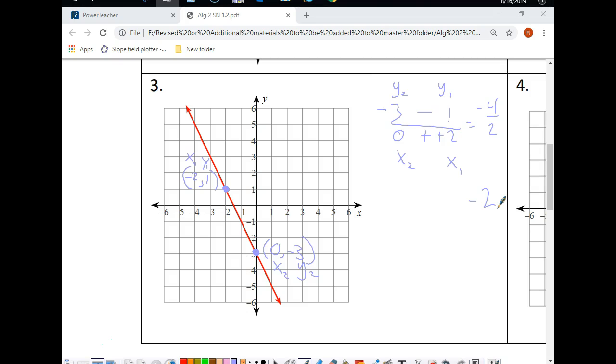So I'm going to ask Adrian. Adrian, increasing, decreasing, or constant? Why is it decreasing? It's a negative slope. So my function is decreasing, and it's sloping down, left to right. Okay. All right, let's do some more.